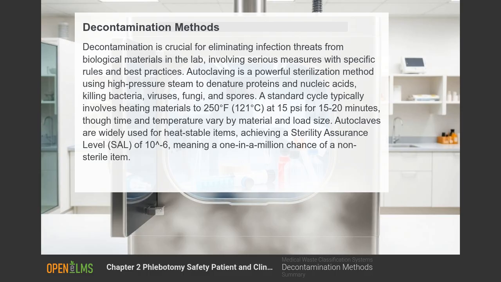Decontamination methods. Decontamination is crucial for eliminating infection threats from biological materials in the lab, involving serious measures with specific rules and best practices. Autoclaving is a powerful sterilization method using high-pressure steam to denature proteins and nucleic acids, killing bacteria, viruses, fungi, and spores. A standard cycle typically involves heating materials to 250 degrees Fahrenheit, 121 degrees Celsius, at 15 psi for 15 to 20 minutes, though time and temperature vary.